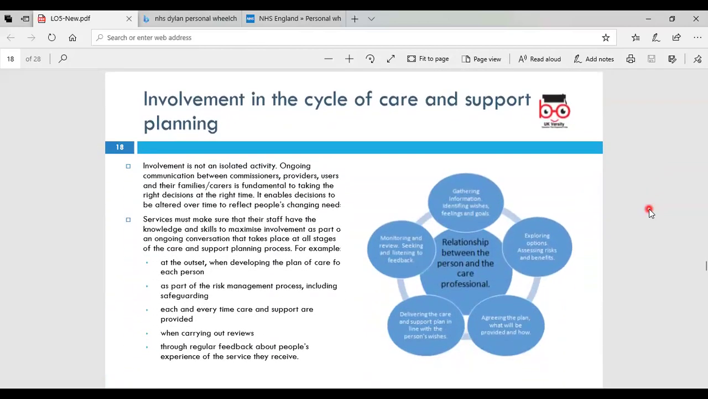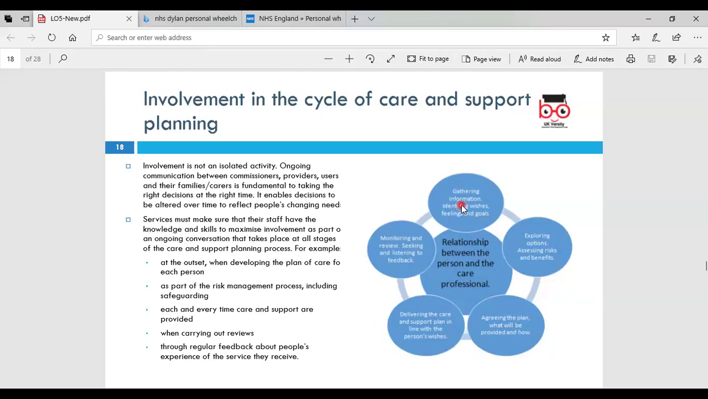So when you involve someone in the cycle of care and support planning, this cycle has been mentioned already. The involvement is not an isolated activity. It should be an ongoing activity. It enables decisions to be altered over time to reflect the person's changing needs. Like M, initially she might have liked it there, but now she doesn't want to be there. She didn't have mental capacity to decide where she wanted to live, but now that she's been there, she doesn't want to live there anymore.